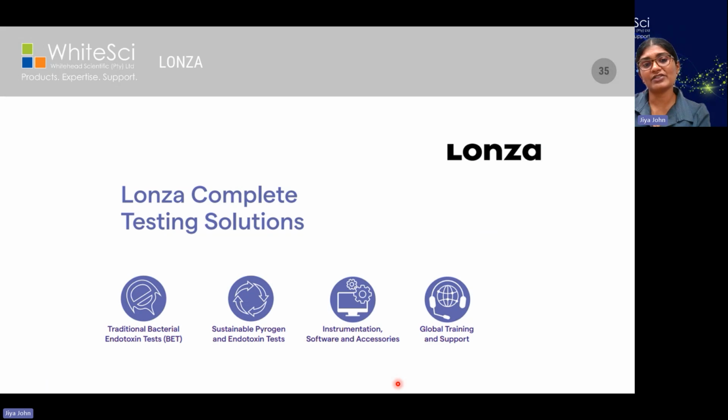So with that, I would like to summarize the talk by saying that from LONZA, if you are starting your endotoxin lab and you are going with LONZA, they do provide a complete testing solution for your endotoxin workflow. They have the traditional bacterial endotoxin test. They have the MAT assay for your pyrogen testing. They have the recombinant assay test. And now they have the instrument also, which is your nebula reader. They have your software. They also have your accessories.